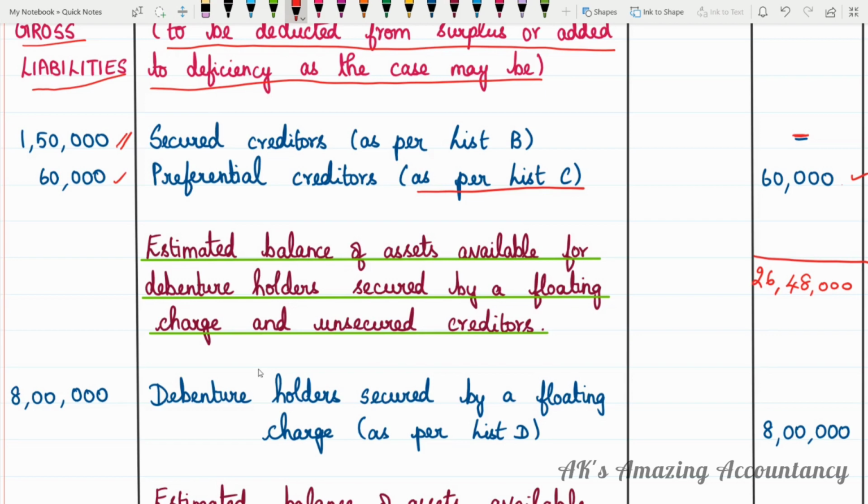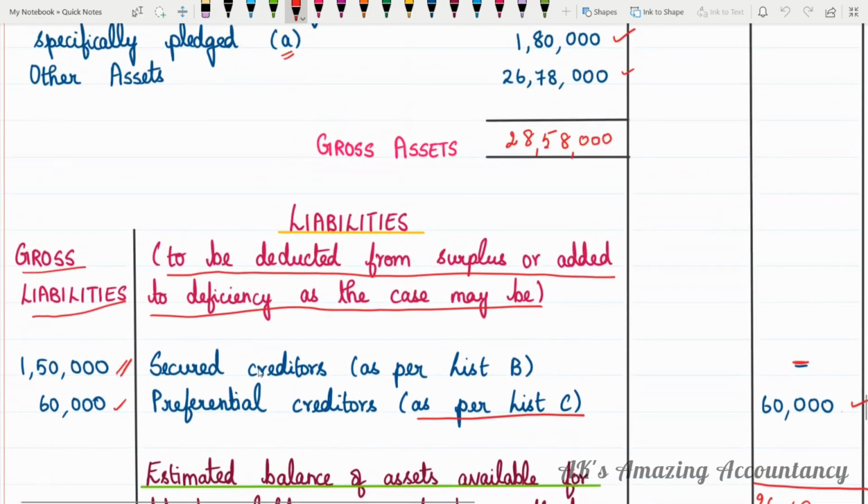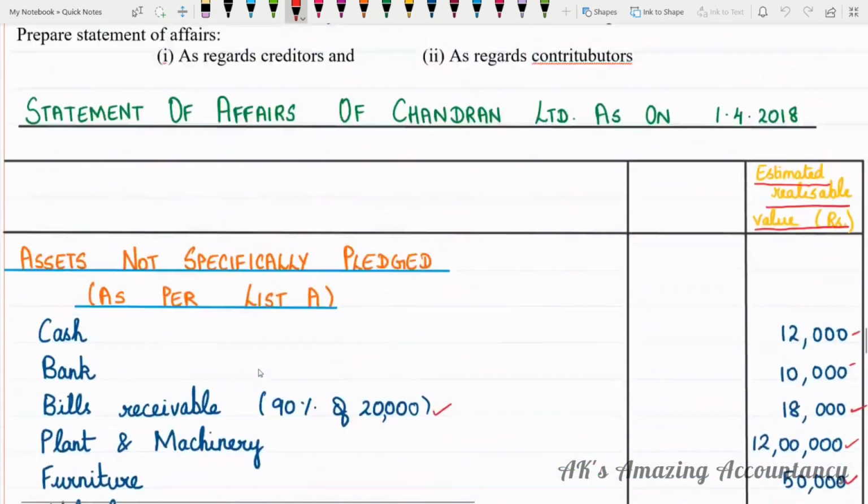Now this is the estimated balance of assets available for whom? Who are the people to whom the payment has to be made? Next, as per the format, as per the order of payment, debenture holders and unsecured creditors. So this 26 lakh 48,000 is the estimated balance of assets available for debenture holders secured by a floating charge and unsecured creditors. Now, next we have debenture holders. As per the format, debenture holders are to be paid next. So, how much is debenture holders? Let us have a look at the problem.